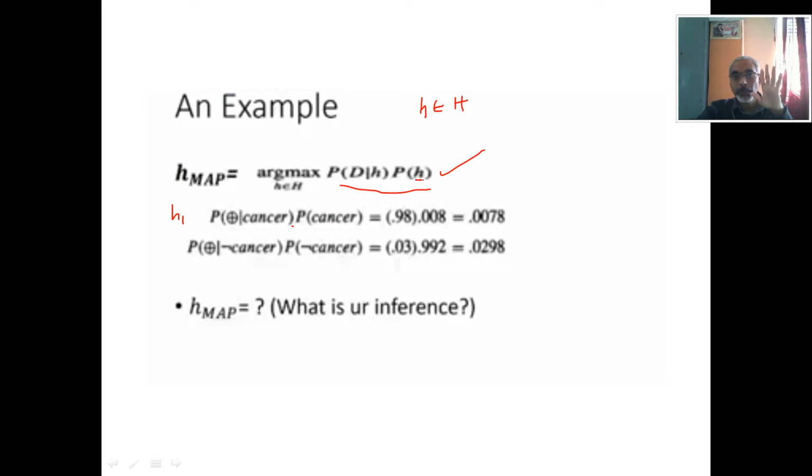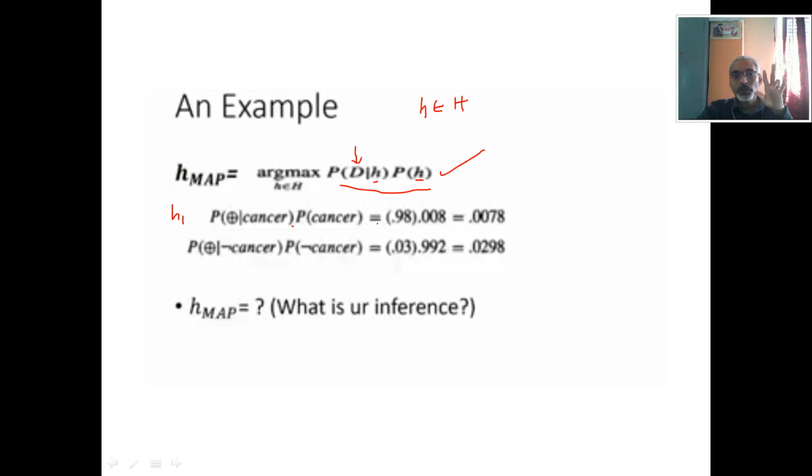Now you can see here probability of H. Here also H is there, here also H is there. This is our data D. So what is this data D? It is positive or negative. There are 2 types of result the lab test is going to give, a positive result or a negative result. So probability of positive result given whether he is having cancer or not. But right now the first hypothesis is with cancer.